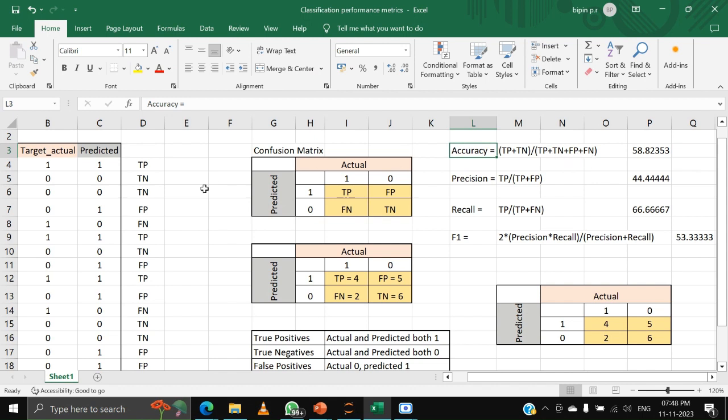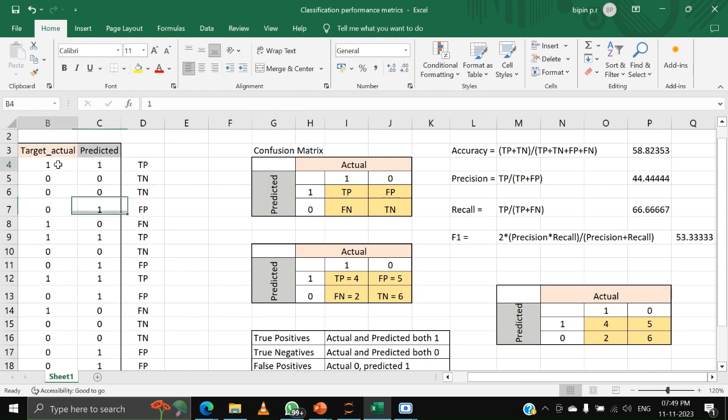Now, what is the actual meaning of accuracy? How many are correctly classified out of all the data sets? That is what accuracy is. Now, how many are correctly classified here? True positives and true negatives only. Remaining all are false. Only true positives and true negatives are the correctly classified outputs.